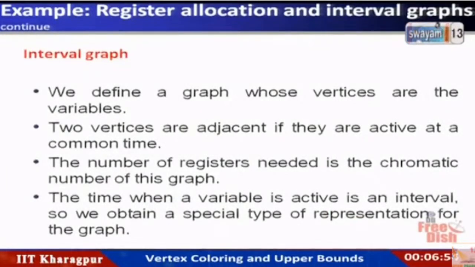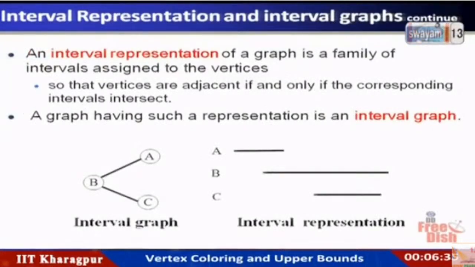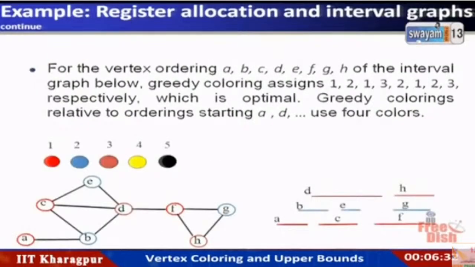This is represented in the form of a graph called an interval graph. We define a graph whose vertices are the variables. Two vertices are adjacent if they are active at a common time. The number of registers needed is the chromatic number of this graph. The time when a variable is active is an interval, so we obtain a special type of representation for the graph, called an interval graph. Let us take the example of this particular interval graph, and the intervals are given in this manner.